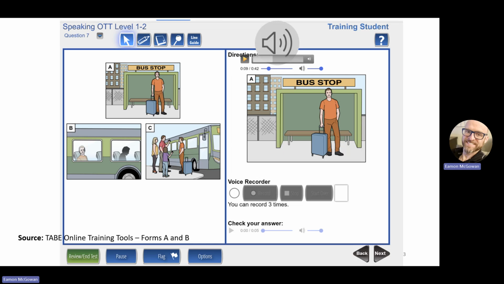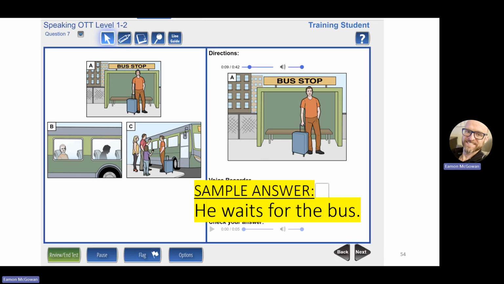You can play this obviously in your class, the full length of it, but I just wanted to give you a little bit of a snippet. This is also on the TABE online resources for the forms A and B. But what does he do first? Well, he waits for the bus.